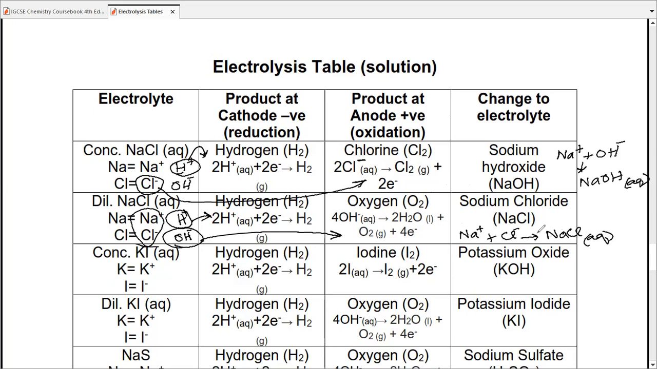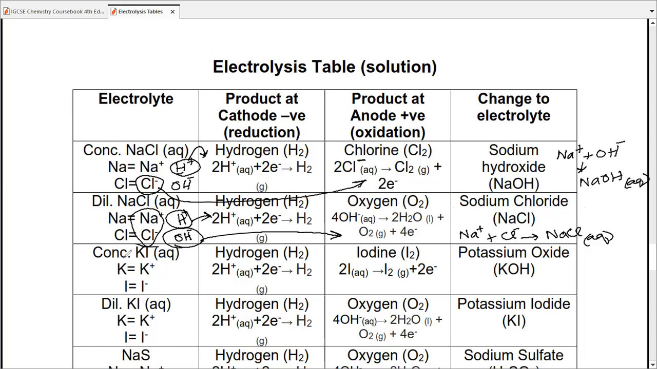So for the dilute solution, pay close attention. Water has been electrolyzed into hydrogen and oxygen gases, and the salt is left. So if you have a huge amount of water and a little amount of salt, keep adding water into the solution, the salt will remain over there, and water will keep getting electrolyzed to give us hydrogen and oxygen as products at cathode and anode, respectively. This can happen with almost any kind of salt except for the salts of copper, silver, gold, and platinum.